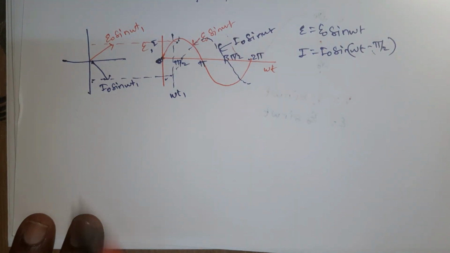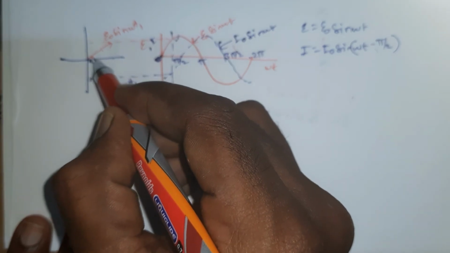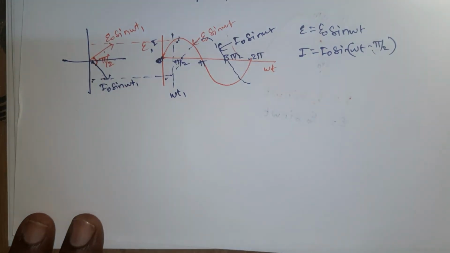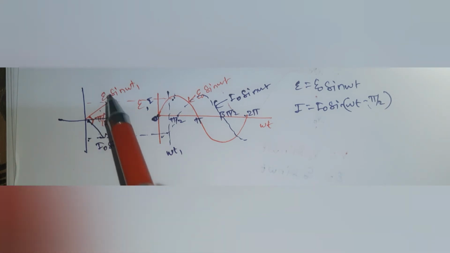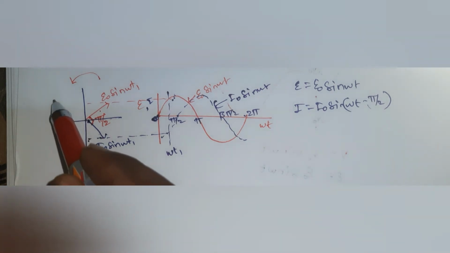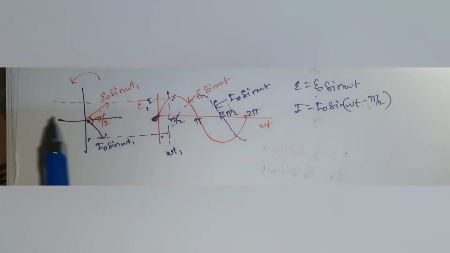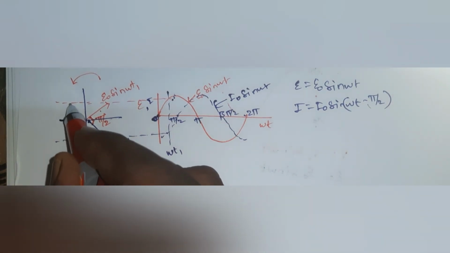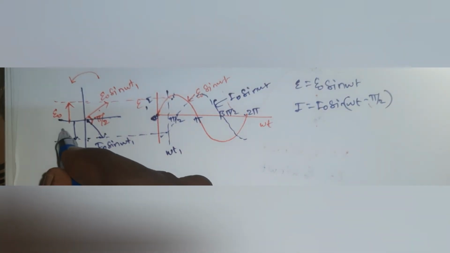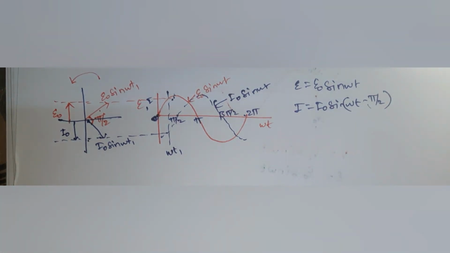Here the angle between E naught and I naught is pi by 2. Voltage is leading, current is lagging. When you rotate in the anti-clockwise direction, the voltage is leading the current by the phase angle of pi by 2. Extend this line to find the maximum voltage and maximum current. This projection represents maximum voltage E naught. This projection represents maximum current I naught. So there is a phase difference between current and voltage of pi by 2.